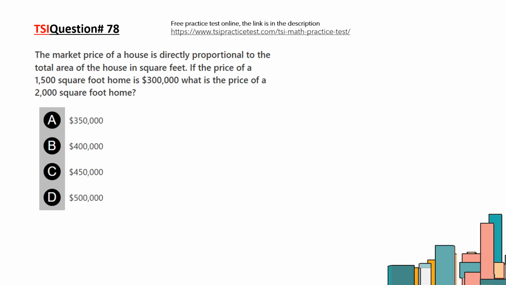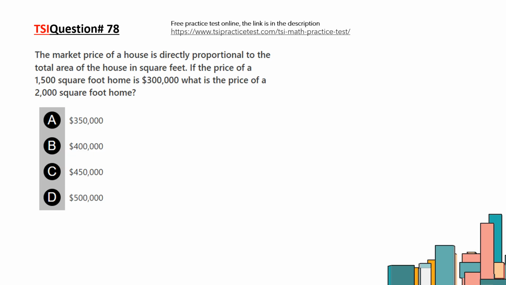The market price of a house is directly proportional to the total area of the house in square feet. If the price of a 1,500 square foot home is $300,000, what is the price of a 2,000 square foot home?